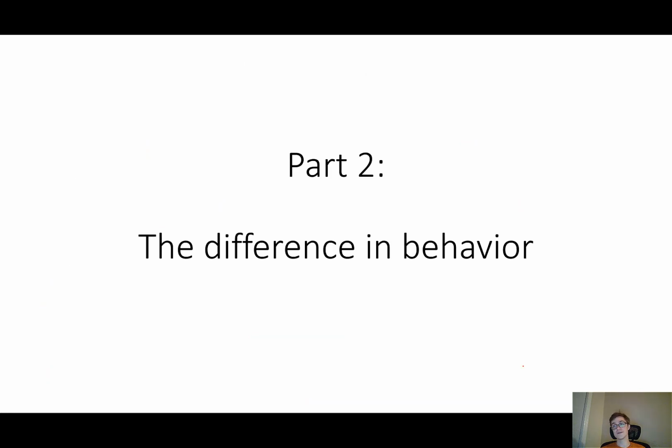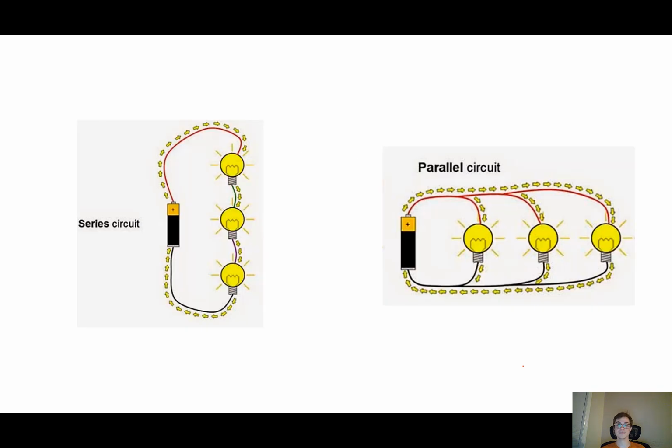So part 2, let me tell you about the difference in behavior between series and parallel arrangements. A series circuit, reminder, they're all in a row. The electrons go through every single one. But in a parallel circuit, they're in different loops, so every electron will only choose one of them to go through.